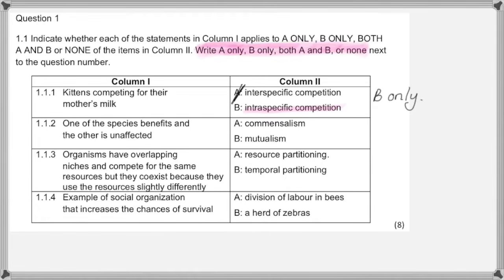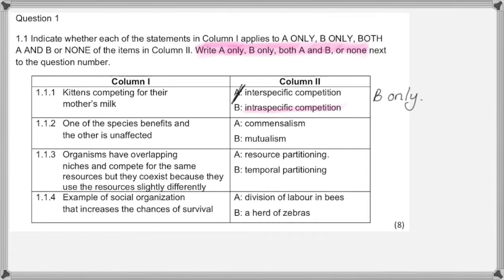Now, if we look at species and the way we have species compete, we refer to inter-specific competition or intra-specific competition. So inter means between species, and intra refers to within the same species competition. So if we look at the example given, kittens competing for their mother's milk, would this be between different species or within the same species? So we can eliminate option A because it is not inter-specific competition, but rather intra-specific competition. So we're looking at answering this question as B only.